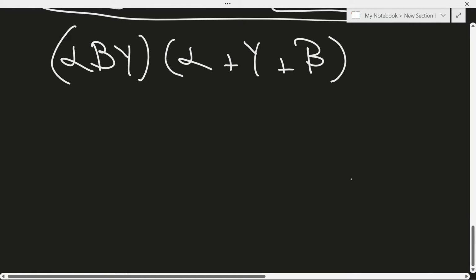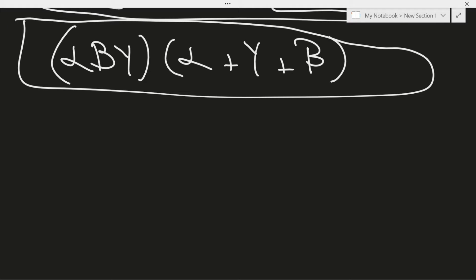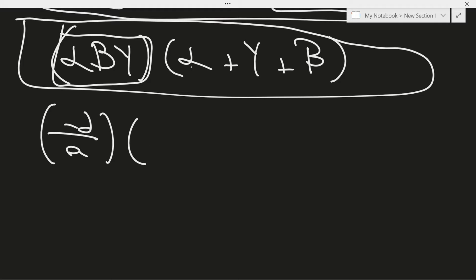So now we're able to break this down into a form that is very easily manageable, because the whole aim of this is to break it into the form of things that we actually do know. For example, we know this is the formula for minus d over a, because this is essentially the product of the roots, right? So we have minus d over a times the sum of the roots.